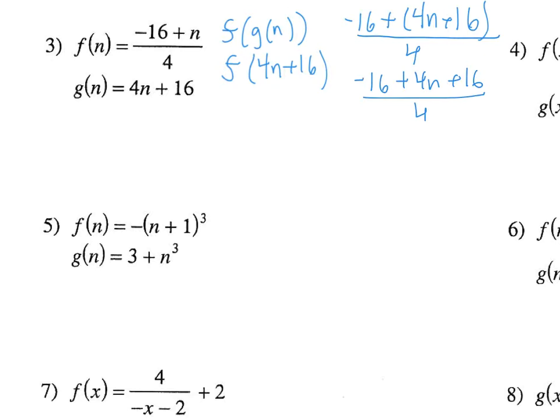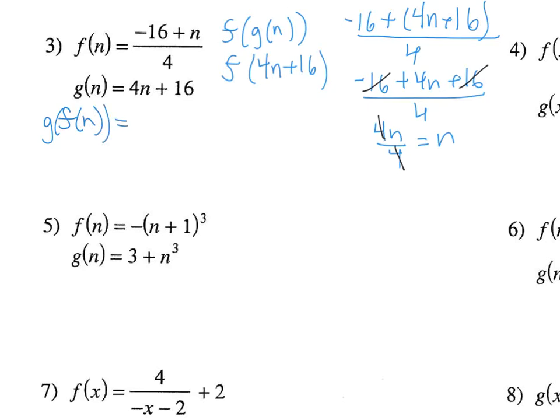And I hope you can see the canceling that's going to happen there. Positive and negative 16 is going to cancel out. And so we are left with 4n divided by 4. And then our 4's are going to cancel out, and we're just left with n. Okay, so that's the composition of f of g of n. If these are truly inverses, then when I compose them in the other direction, I should get the same outcome. So this time we're going to do g of f of n, and we're going to see what that is.